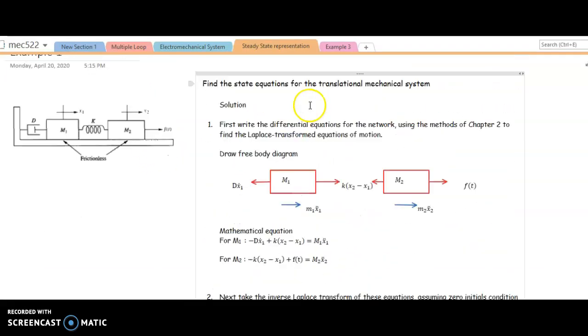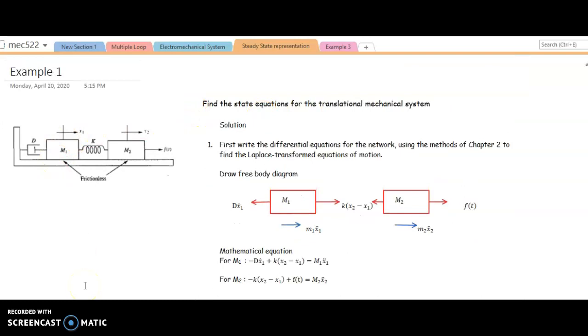So fikir pada this example. Okay, this is the solution. First, to solve this problem, you need to find the mathematical equation. So nak dapatkan this one, awak just apply apa yang awak dah belajar dalam chapter 2. Because this one is a mechanical system, first kena draw free body diagram. Kat sini saya dah buatlah mechanical free body diagram for this system. Hopefully you understand macam mana saya dapat ni.